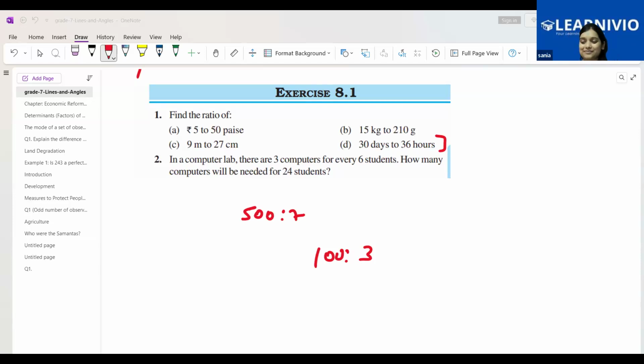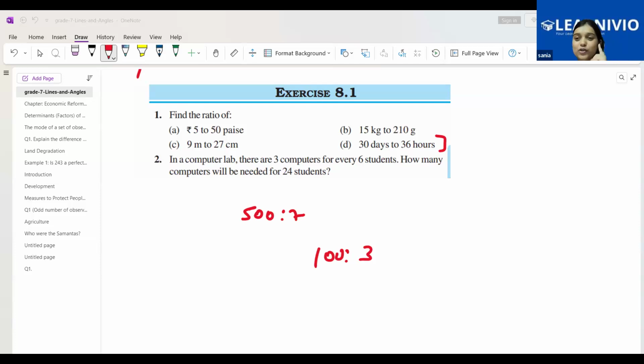Okay, tell me the last one. Ma'am, the last one is going to be 3 to the ratio of 6 is proportional to x to the ratio of 24. So 6x is equal to 72, so it's 12. Yeah, 12. Ibrahim, which formula did you use again? Ma'am, it's 12 only, ma'am.